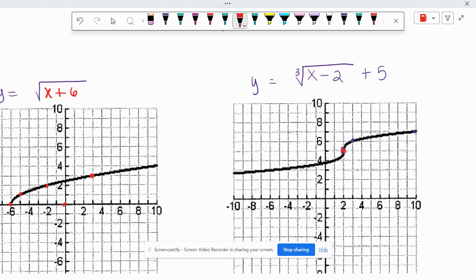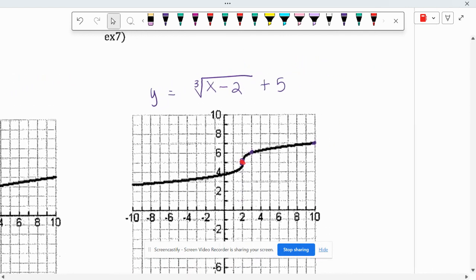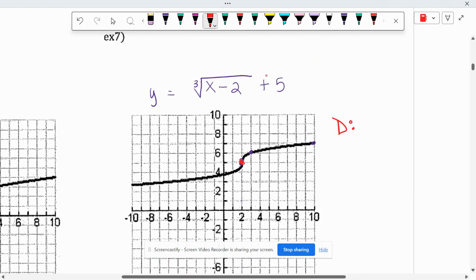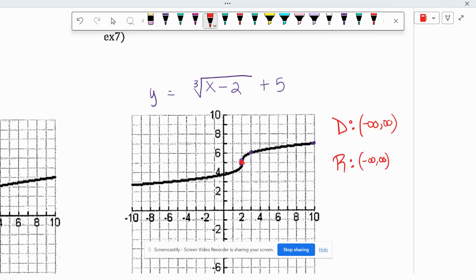Okay. So let's talk about the domain. What do we know for the domain? Yeah, all real numbers, negative infinity, positive infinity. What do we know about the range? All real numbers, negative infinity, positive infinity. Okay, flip it over. We're almost done.